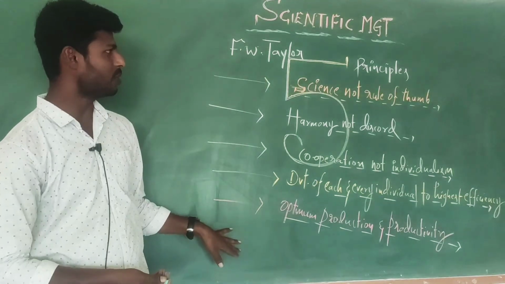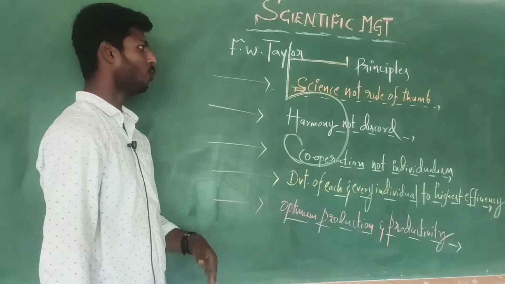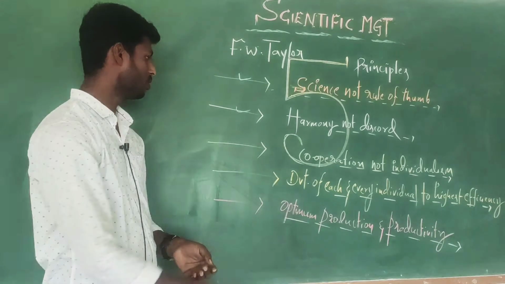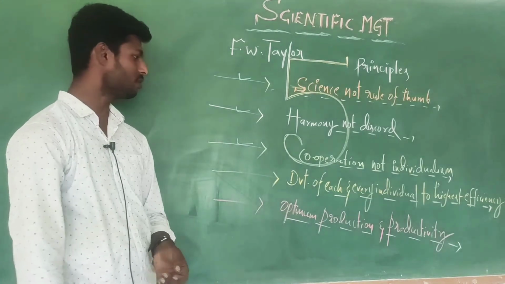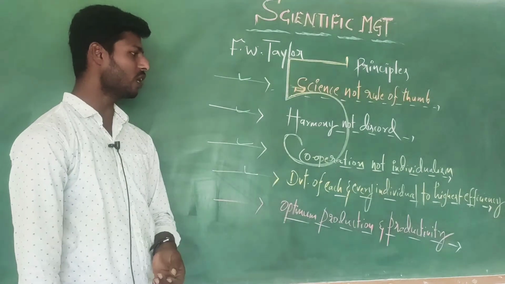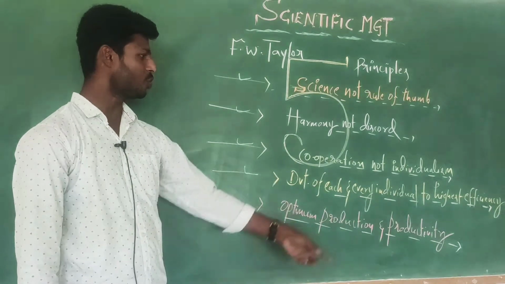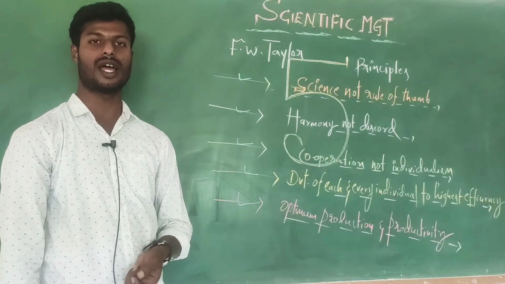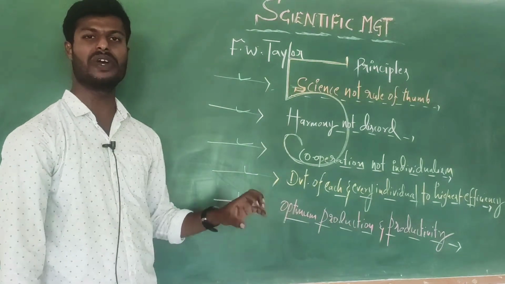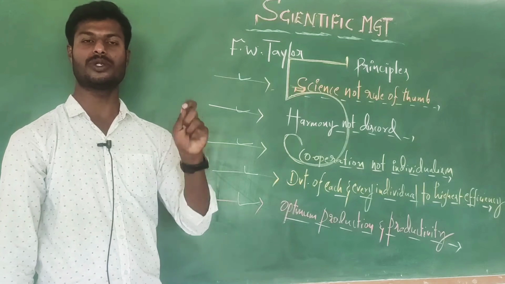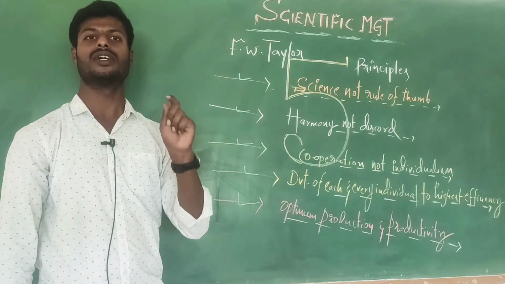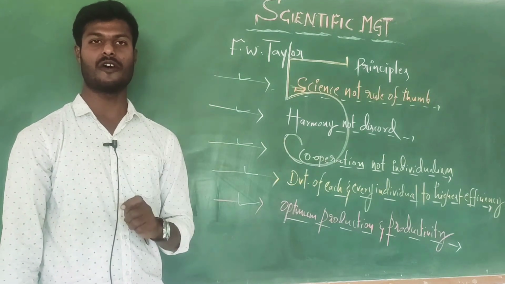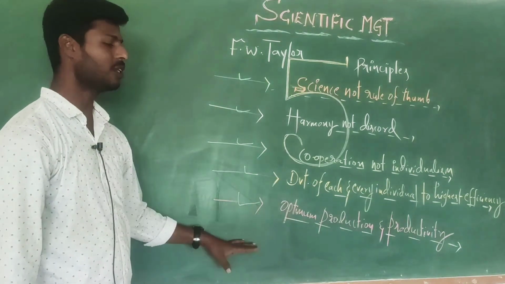There are 5 scientific principles. The first one is science, not rule of thumb. Second, harmony, not discord. Third, cooperation, not individualism. Fourth, development of each and every employee to the greatest efficiency. And the last one is optimum production and productivity. These 5 are very important to increase organizational efficiency and effectiveness and to reach vision, goals and objectives, and for the desire of the entrepreneur.